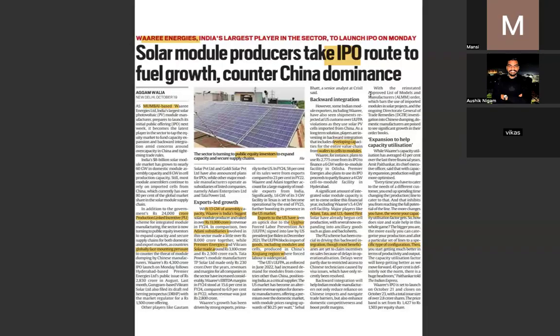And we have an approved list of models and manufacturers, and then the Directorate General of Trade Remedies. They are also investigating China dumping solar modules at predatory prices in India. This is also happening because of overcapacity in China.